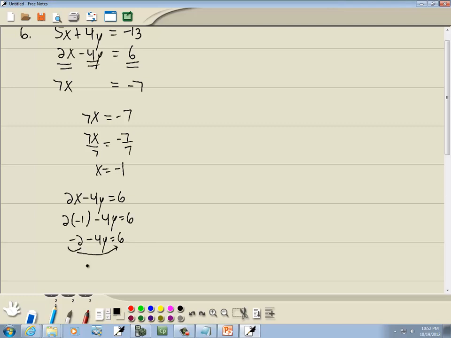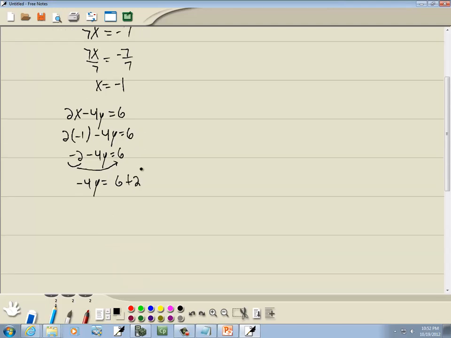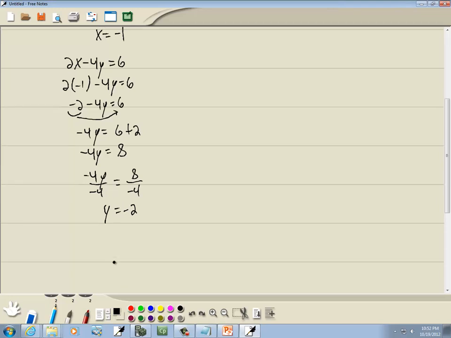Take negative 2 to the right side. Take anything across your equals, your sign changes. So it becomes a positive 2. Six plus 2 gives us 8. Divide both sides by the number in front of your y, which is a negative 4. And we get y is equal to negative 2. So x is negative 1, and y is equal to negative 2. And that would be our answer, using the addition method.